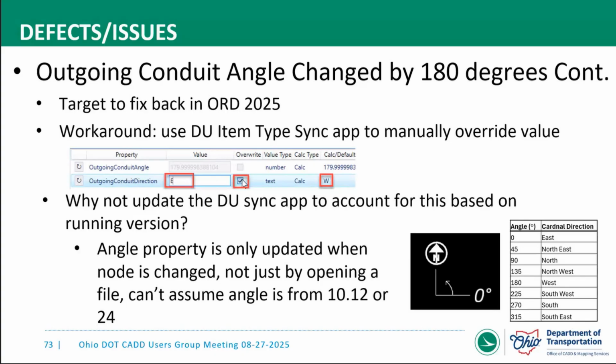But that property doesn't just update when you open, it updates when you touch the node or pipe. So if you start it in 1012, open it up in 24, the angle's still right, or the old way, I guess, until you actually edit that node, and then it gets updated. So I can't make the assumption what version you're running of what value that angle should be. There's a little graphic if you're wondering how the angle is supposed to be calculated, or how the conduit ones are being calculated. This is 0 degree counterclockwise. That's what the angle is supposed to represent.